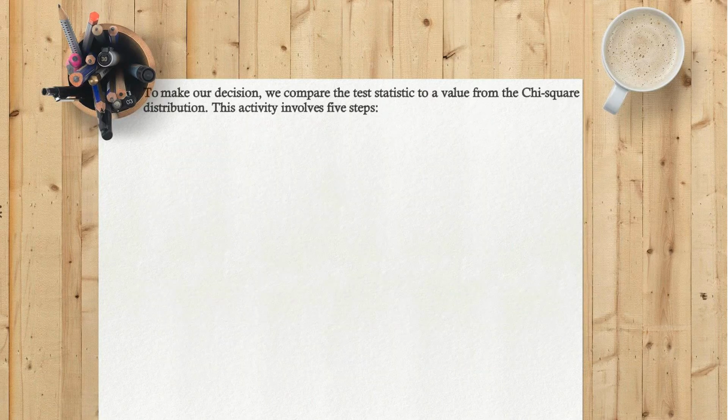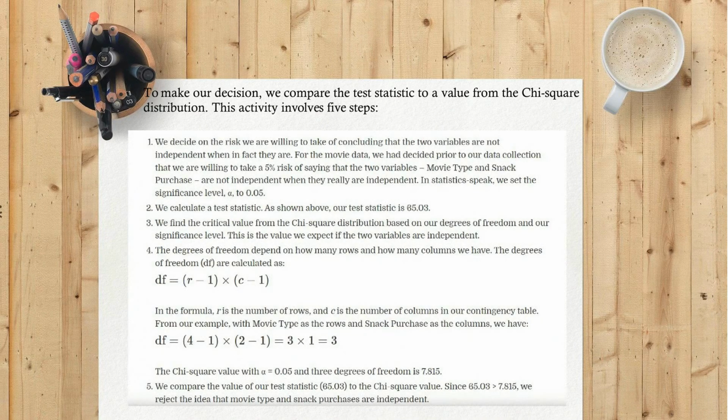To make our decision, we compare the test statistic to a value from the chi-square distribution. This activity involves 5 steps. 1. We decide on the risk we are willing to take of concluding that the two variables are not independent, when in fact they are. For the movie data, we had decided prior to our data collection that we are willing to take a 5% risk of saying that the two variables, movie type and snack purchase, are not independent, when they really are independent. In statistics speak, we set the significance level, alpha, to 0.05.